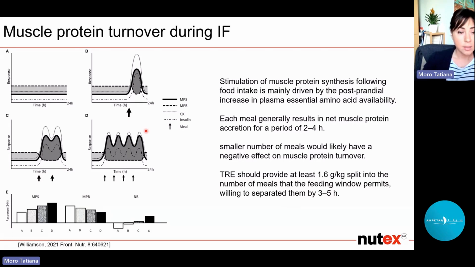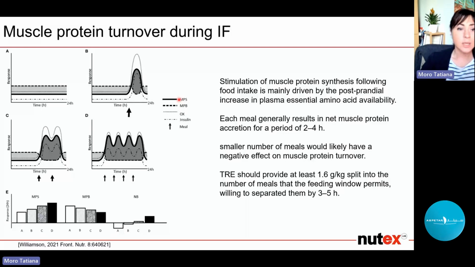So the problem is that if we want to apply the time-restricted eating protocol in order to maximize muscle protein synthesis, probably we should provide a greater amount of protein intake, try to split them in the number of meals that our protocol will let us do. We need to separate these meals by at least 3 to 5 hours. So the ideal would be the first great meal with increased protein intake at the very beginning of our feeding window, another snack after a couple of hours, and the final big meal after the 8 hour feeding period. But this is probably the biggest problem with time-restricted eating during injury recovery.